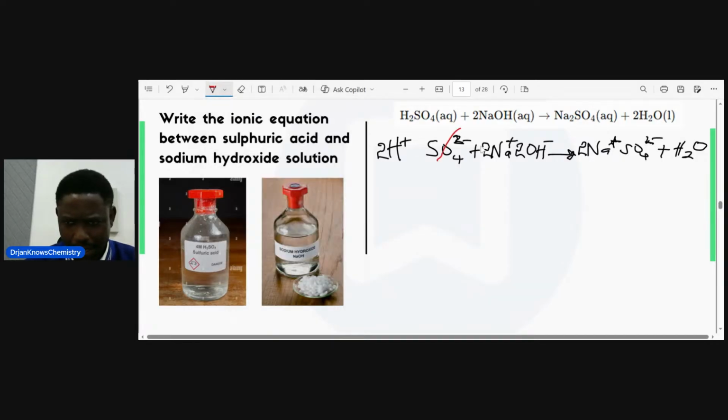So SO4, I can see it, they're the same on both sides. Then I also see Na2 plus. Can you see? So what is left? We have 2H plus and 2OH minus. That's just what is left.